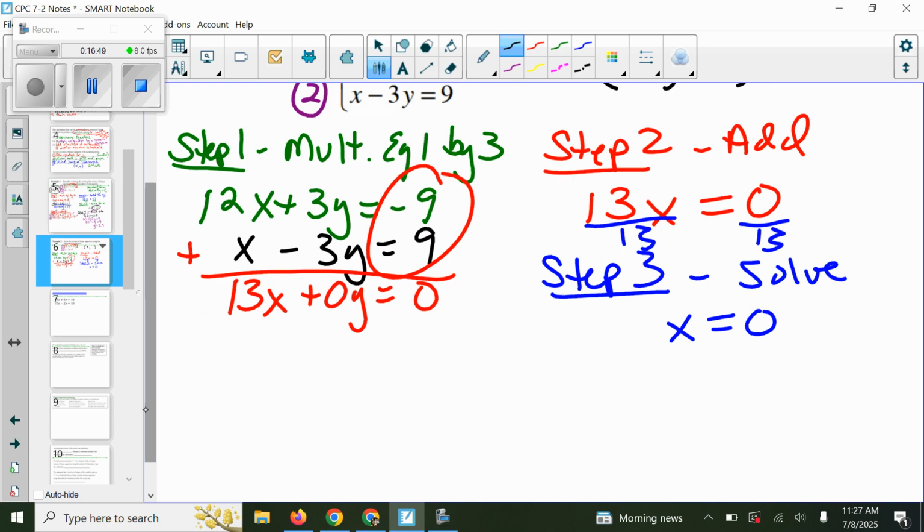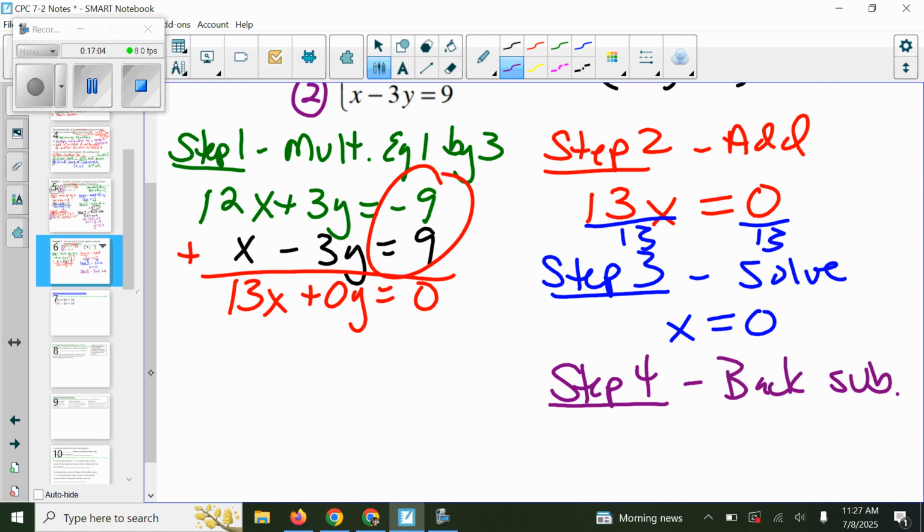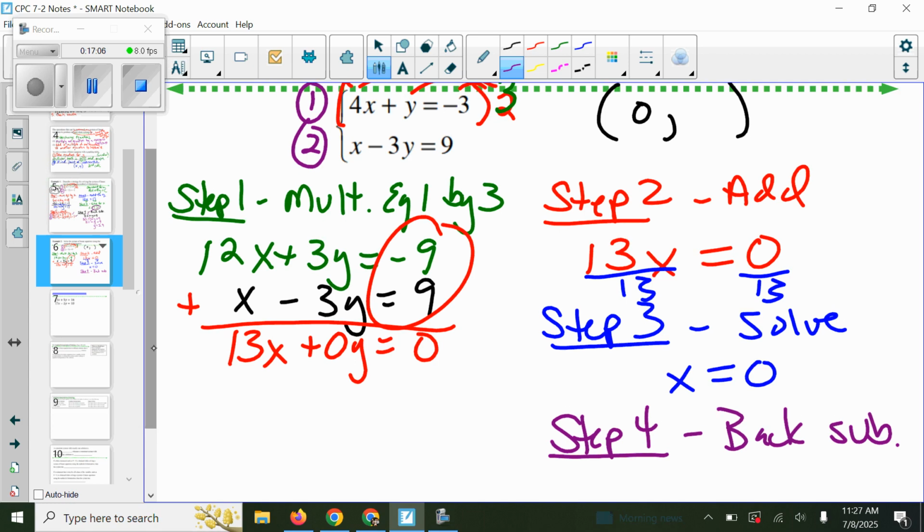All right, what do we do to get the other part of our equation or our solution? We need to back substitute, remember. So step number 4, we are going to substitute back, and we're going to put 0 into either of those original equations to solve, so you can decide which one makes the most sense to you, equation 1 or equation 2. So go ahead and pause the video, back substitute, see what you get for your y value.